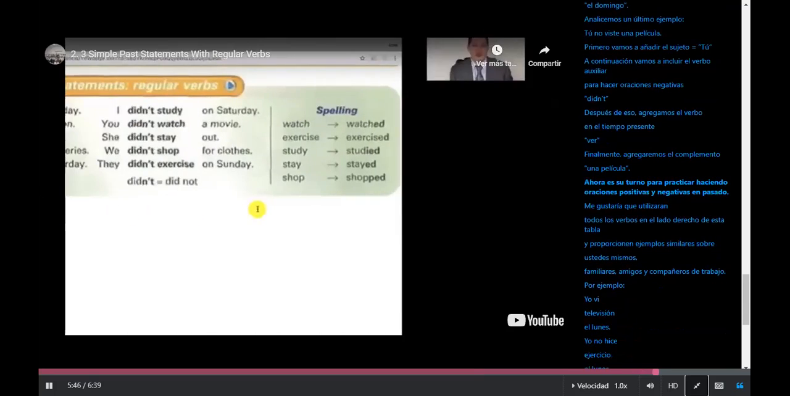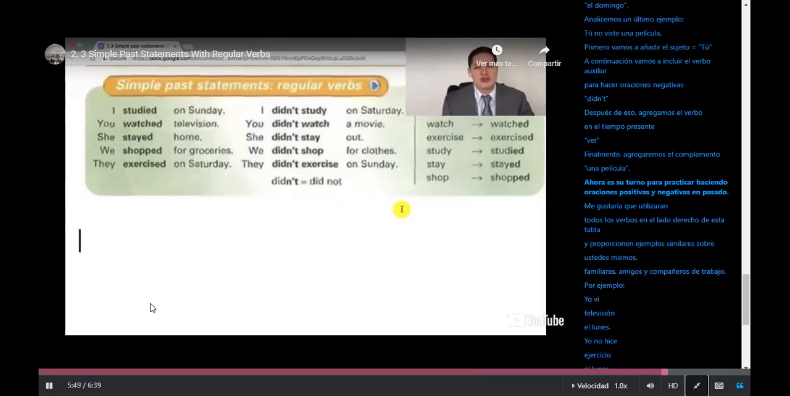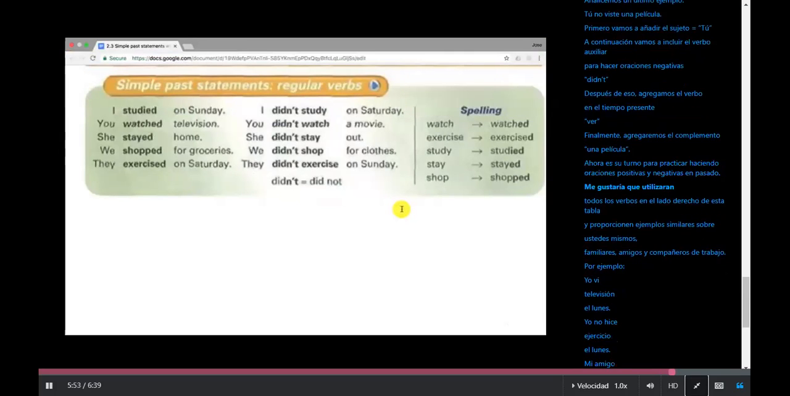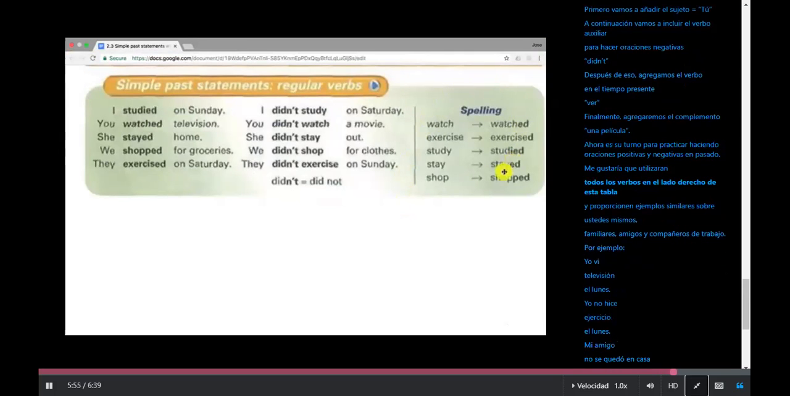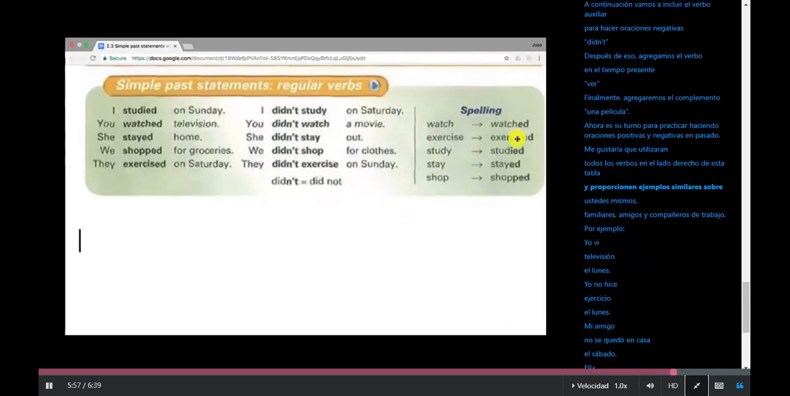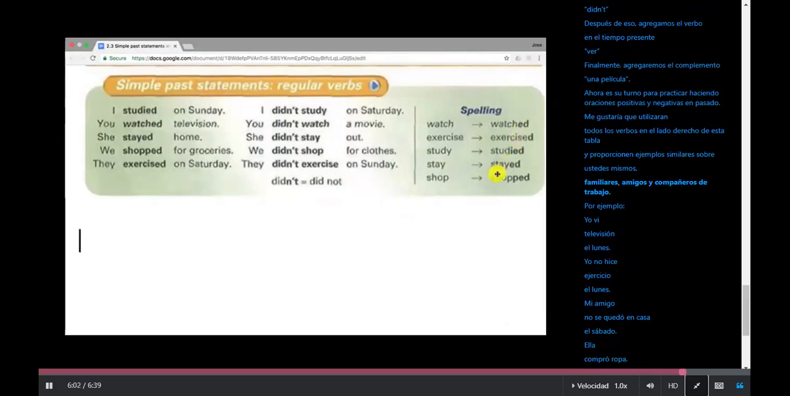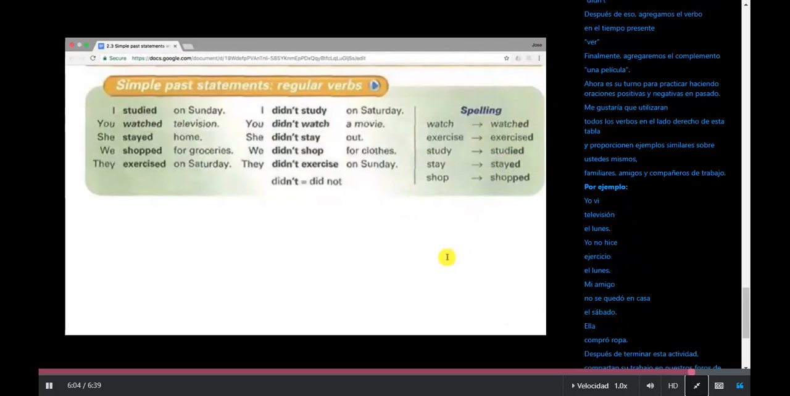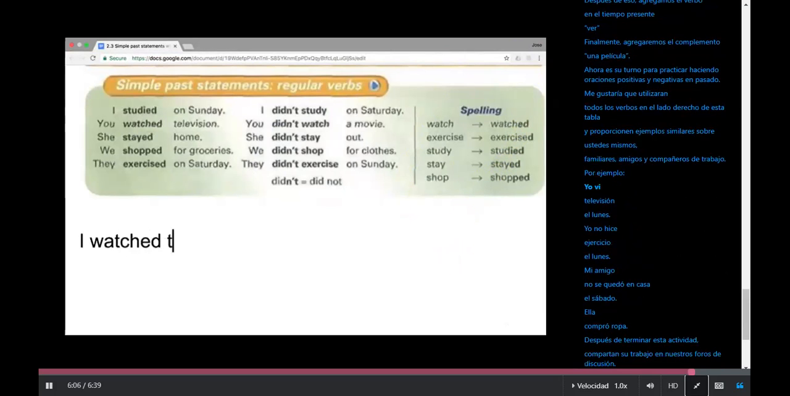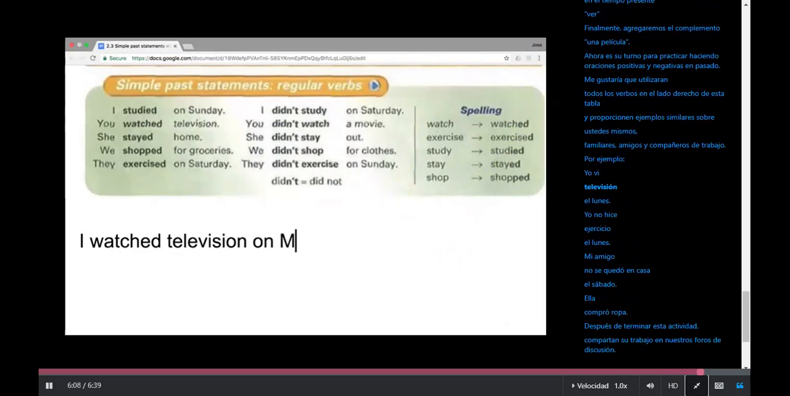Now it's your turn to practice making positive and negative statements in the past tense. I would like for you to use all the verbs on the right-hand side of the chart and provide similar examples about yourself, family, friends, and coworkers. For example, I watched television on Monday.